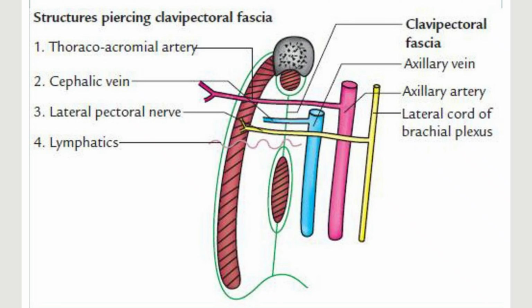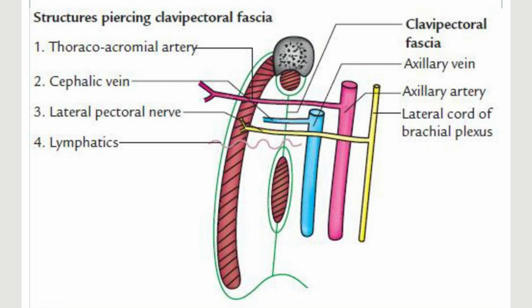The first structure piercing the clavipectoral fascia is the thoracoacromial artery, a short branch from the second part of the axillary artery. It then divides into four branches, the pectoral, acromial, clavicular, and deltoid branches, and they supply the various muscles and tissues in the shoulder and the chest region. So it is a branch of the axillary artery that pierces the clavipectoral fascia and moves out, supplying the muscles of the shoulder as well as the chest region.